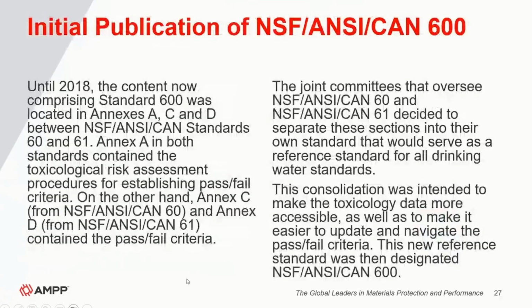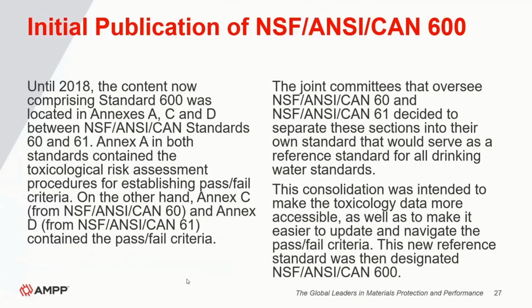Until 2018, the content comprising Standard 600 was always located in Annexes A, C, and D in CAN 60 and 61. Annex A in both standards contains the toxicological risk assessment. So in other words, what's in the product? Is it going to harm people under testing if it's been put into a potable water application? On the other hand, Annex C from CAN 60 and Annex D from CAN 61 contained the pass-fail criteria.